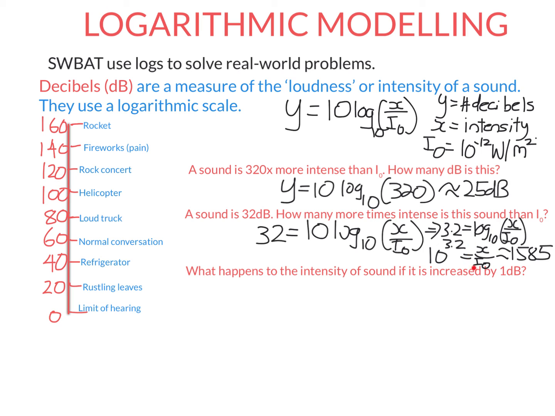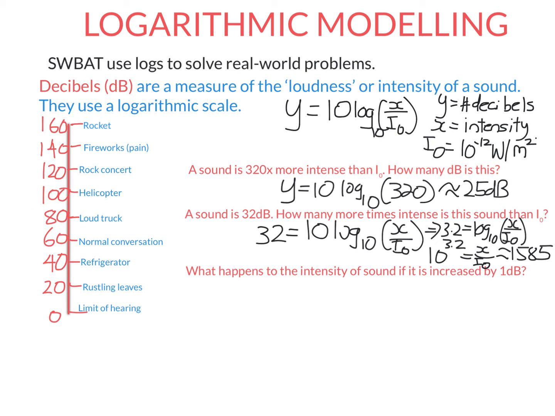Because here we're just interested in the ratio. We're not actually interested in the intensity of the sound. We're interested in how many times more intense it is than the sound at I0. And that's actually how you use this scale here. If you want to find how many times more intense a sound is than at I0, you simply divide by 10 and raise 10 to that power.